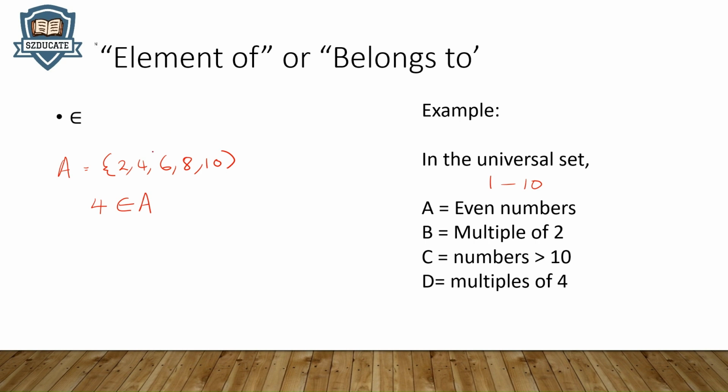We can also say 6 is an element of A. Okay, hope you get it. That's just as simple as it is. Element of or it belongs to A. So just to take note, the element is always the one on the left.